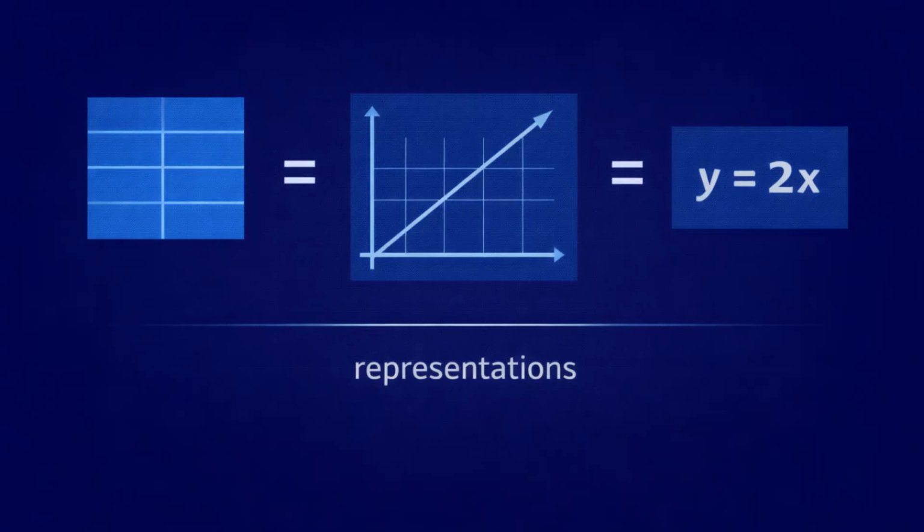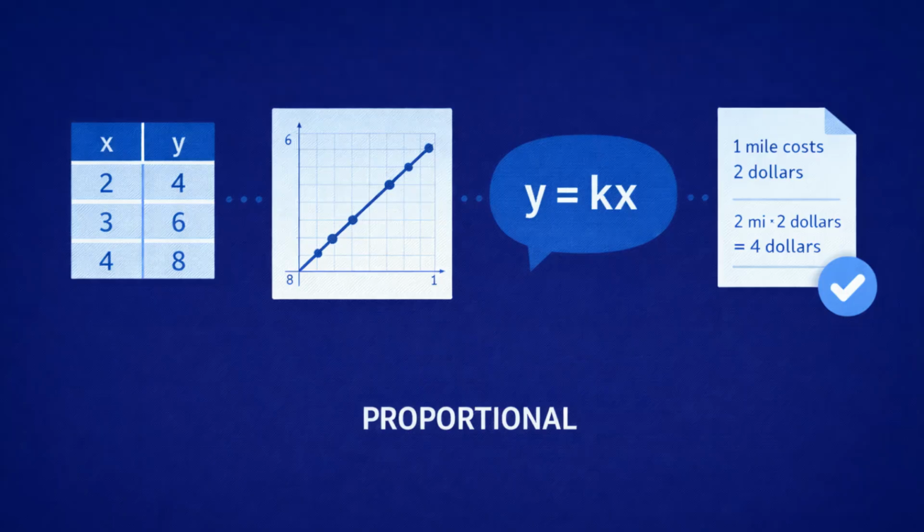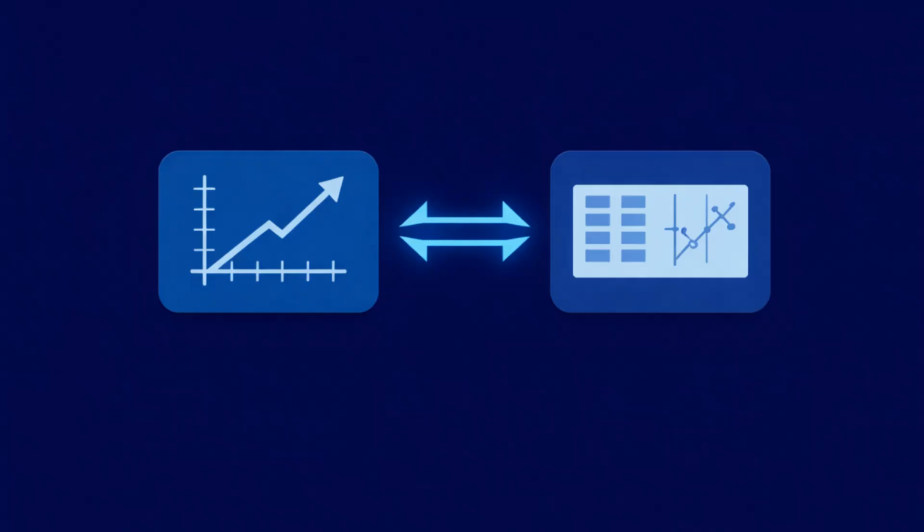Now plan representations explicitly. In mathematics, representations are not just tools, they are the mathematics. For proportional relationships, the representations include ratio tables, graphs that pass through the origin, equations of the form y equals kx, and written explanations with units. Planning must include moments where students move between at least two representations and explain how they correspond. If students never connect representations, understanding remains fragmented.